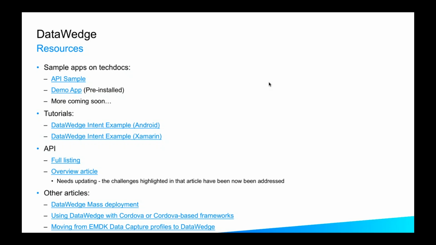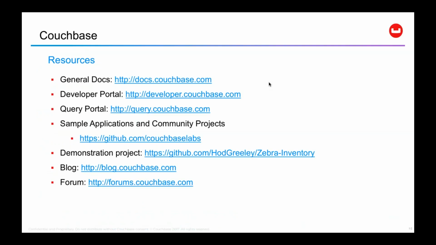No, I mean the API sample, I showed a screenshot of that in the slides earlier on. If you just want something to get started using either Xamarin or Android to interface with DataWedge through the intents, then there's a couple of tutorials there, one for Android, one for Xamarin. The full listing of the APIs that I spoke about and that Hod used are available at the link three bullets down, and then there are some other articles as well that may be useful for people interested in more advanced DataWedge topics. Excellent. And Hod, can you go to the next slide?